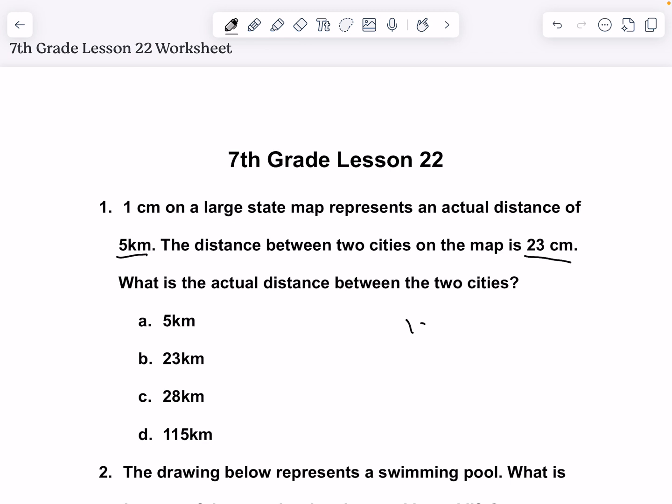So we know 1 centimeter equals 5 kilometers. So it means 1 times 5 basically. And this is 23 centimeters. So we do 23 times 5. 23 times 5 would be 115 kilometers. The answer would be D.